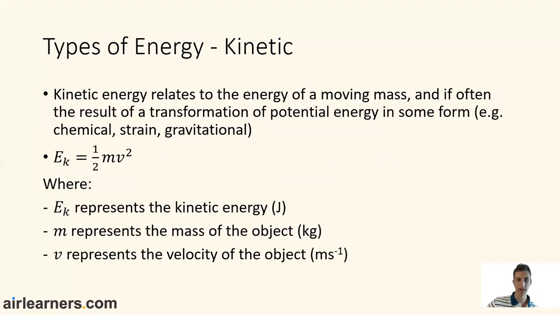Okay, types of energy, kinetic energy. It relates to the energy of a moving mass and is often the result of a transformation of potential energy in some form. So it could be chemical, strain, or gravitational. And that formula, which you may have seen from Year 11-12 physics, is EK equals half mv squared. So EK represents the kinetic energy, also in joules, just like work. m represents the mass of the object, in kilograms, and v represents the velocity of the object, in meters per second.